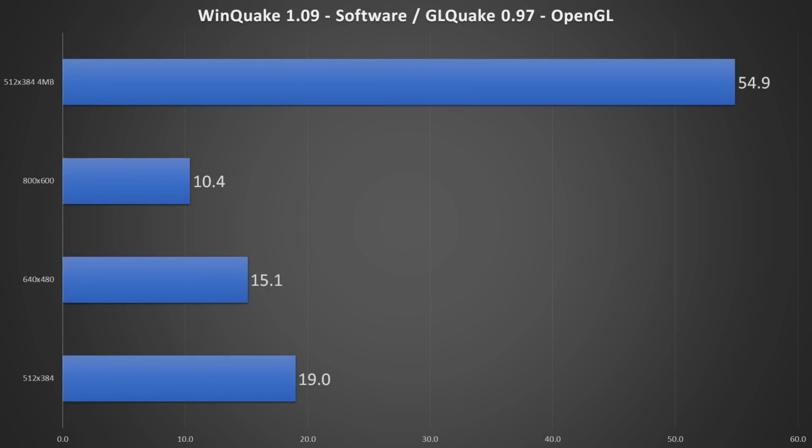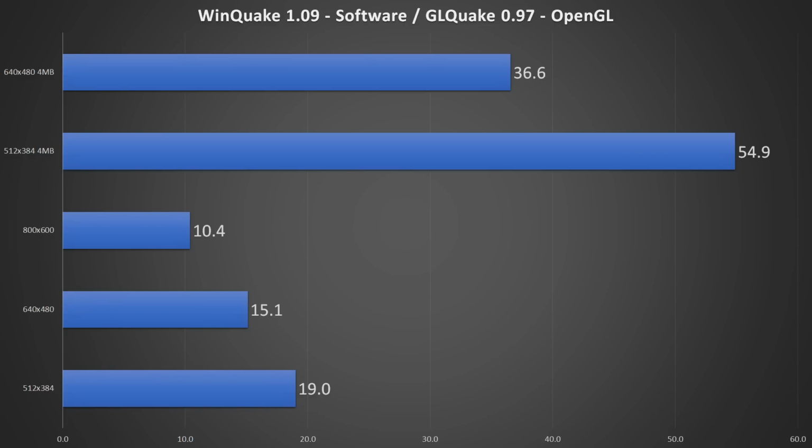At 512 by 384, Demo 1 finishes with an average frame rate of almost 55 frames a second. That is almost 3 times as fast as rendering the game in software. I think now we definitely have achieved smooth gameplay.